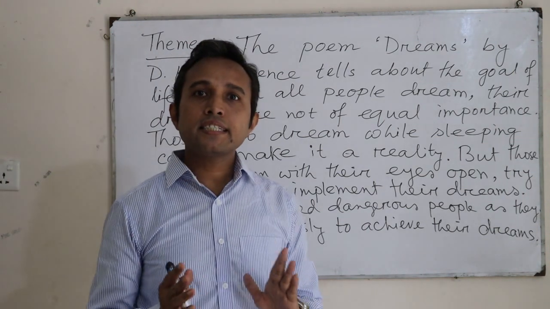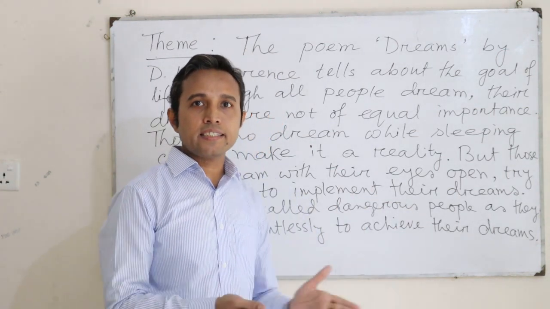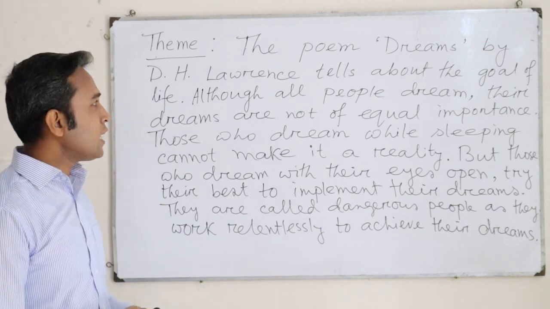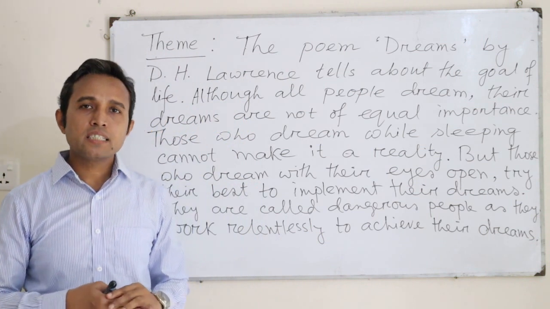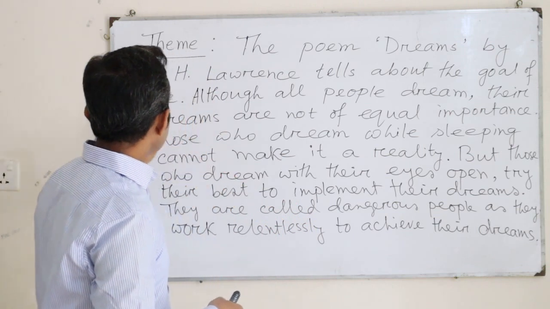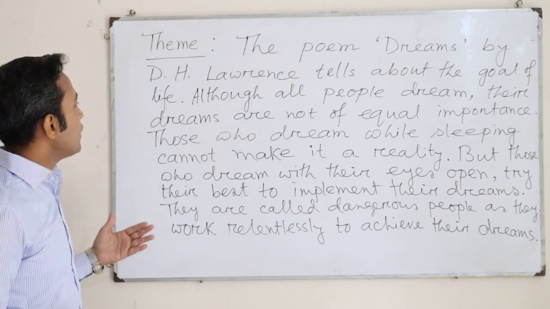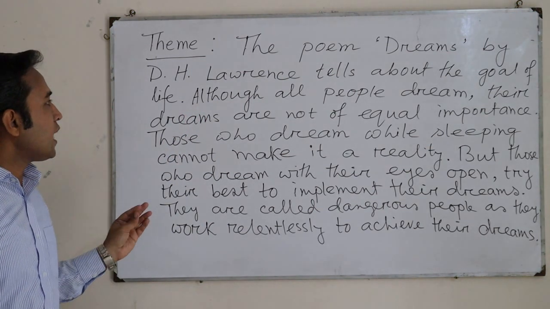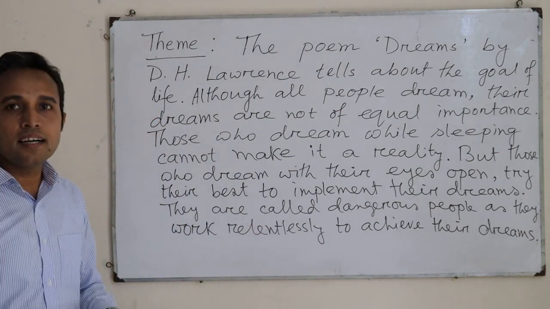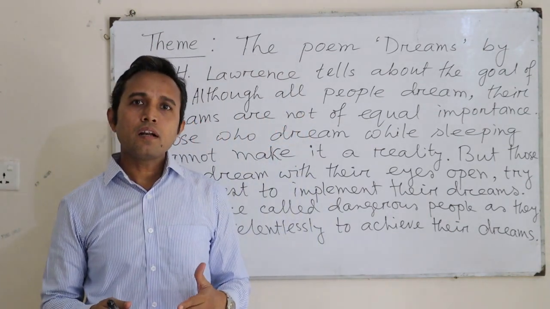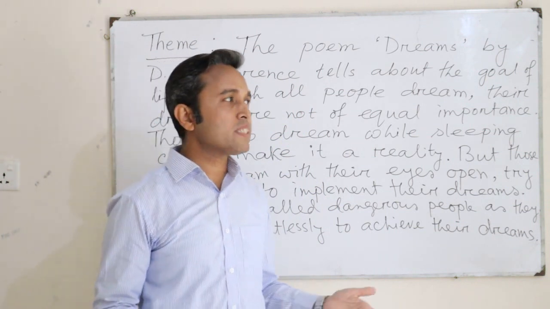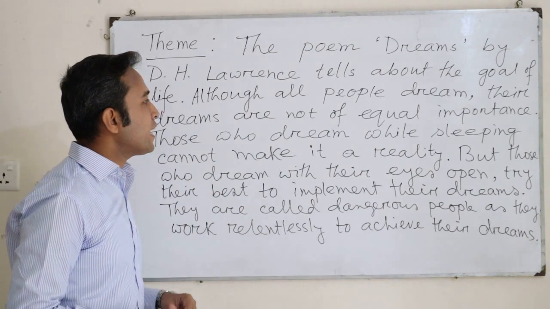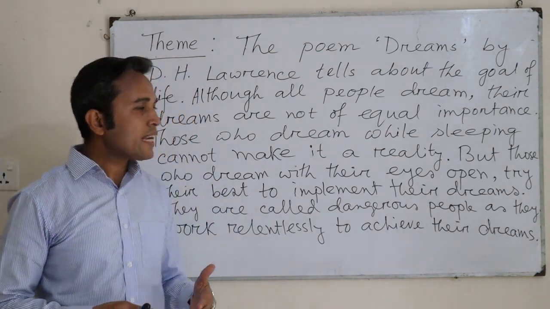The first line is very striking and to the point. It summarizes the whole message put forward by the poet. That is, the poem is all about dreams and it is all about the goal of life, the goal of our life. Although all people dream, their dreams are not of equal importance. That is, people dream, but their dreams are altogether different. Those who dream while sleeping cannot make it a reality.